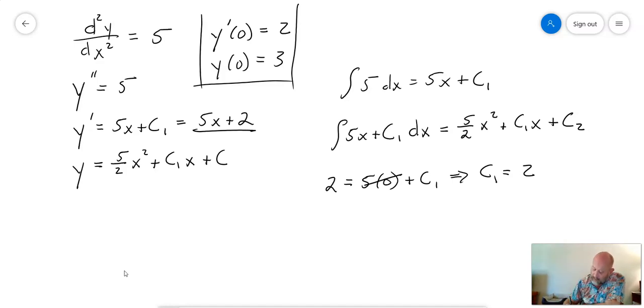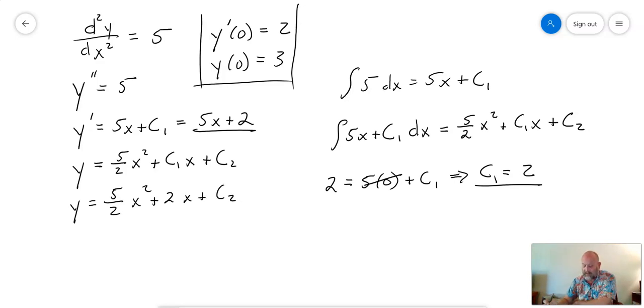Now I just need to get a hold of y. We know from this equation that C1 is equal to 2, so the 2 is here too. That means I can progress this a little more. I have 5 halves x squared plus, now that C1 is equal to 2, 2x plus my second constant. This is where I actually use my initial value of y.